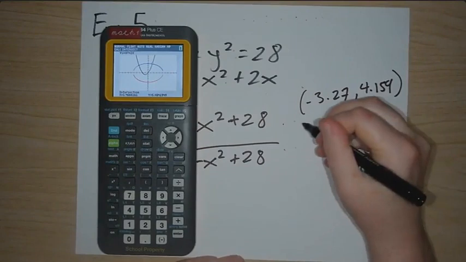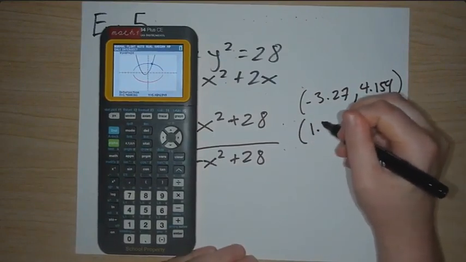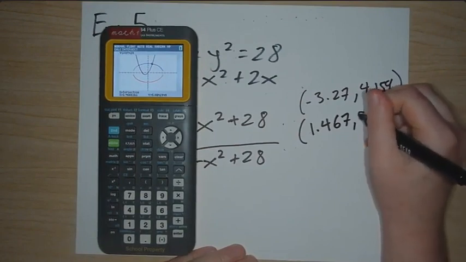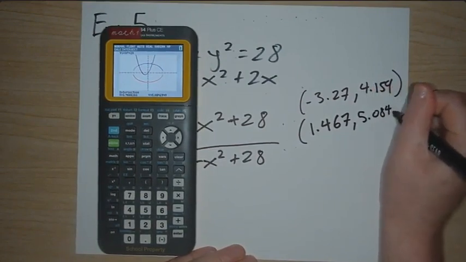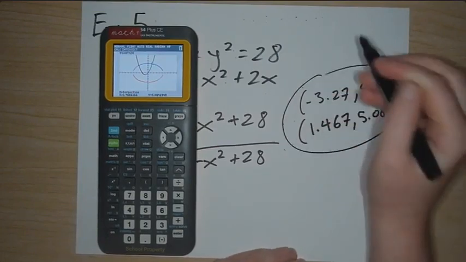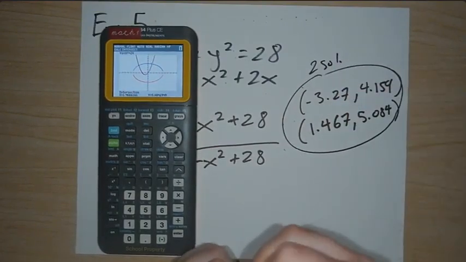I'll write it down. What it gave me was 1.467 about, and 5.084. So we have two solutions to this system.